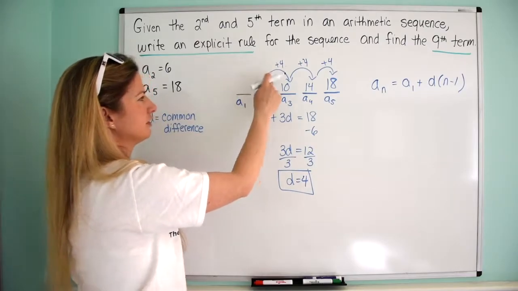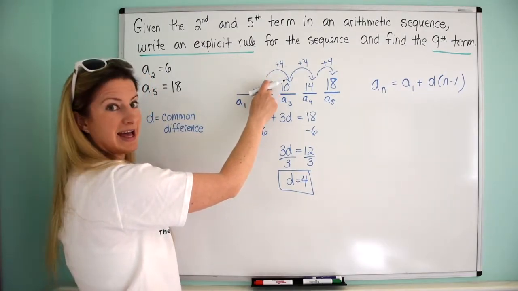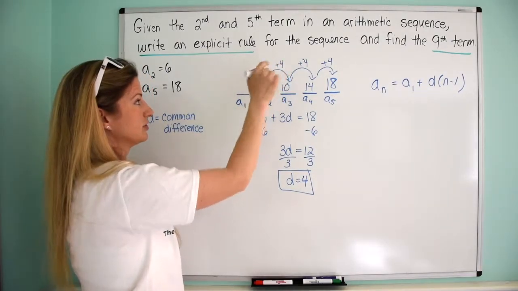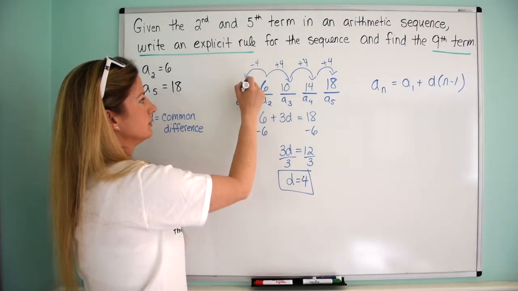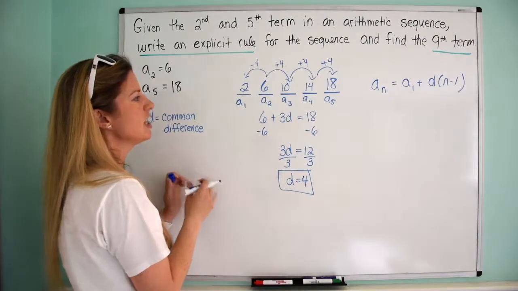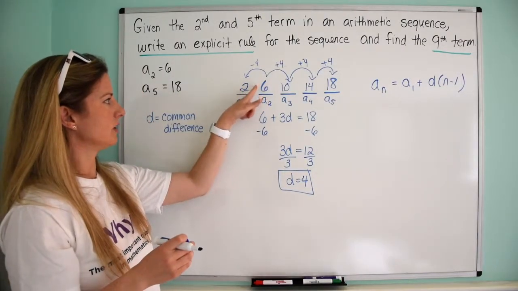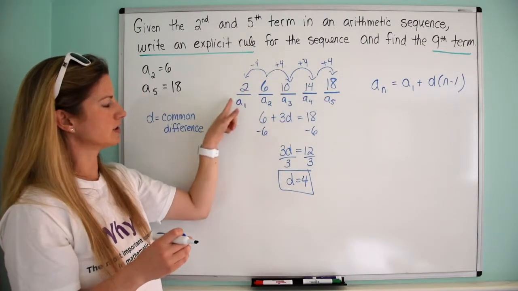So in order to get from the first term to 6, we had to add the common difference, which is 4. So if we want to go backwards, we're subtracting 4. So this is just going to be 2. Okay, so that's a way to think of it intuitively. If we want to go this direction, we're adding 4. If we want to go this direction, we're subtracting 4.